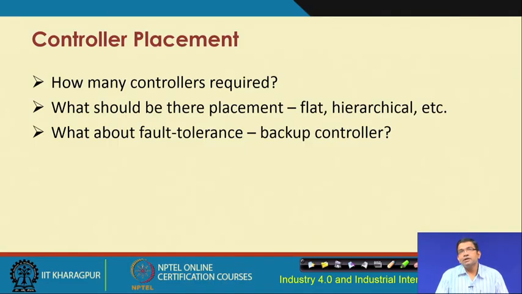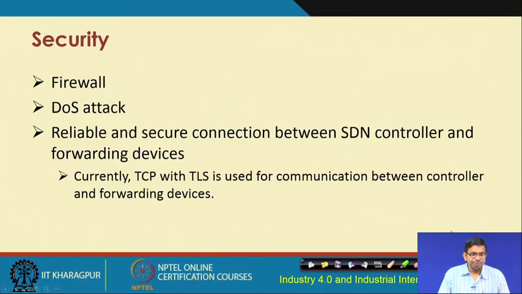So, all of these different controller placement issues are the common ones that are researched in the literature, and different solutions are provided. Security issues like installing firewalls, dealing with denial of service attacks, offering reliable secure connection between the controller and the forwarding devices in the data layer. These are some of the different security issues that are also of concern in the context of SDN.